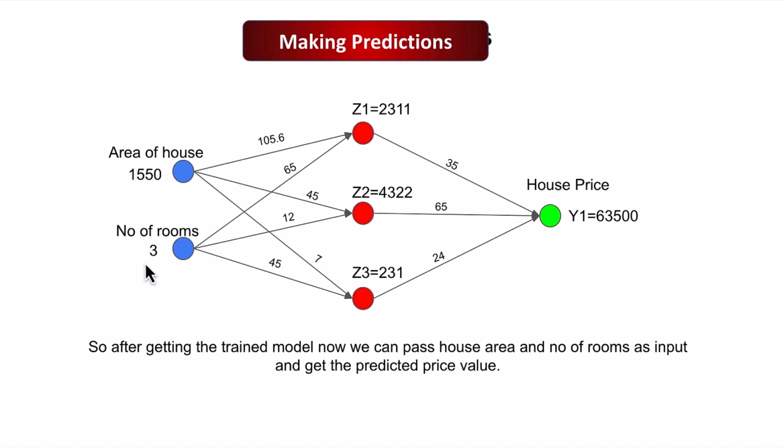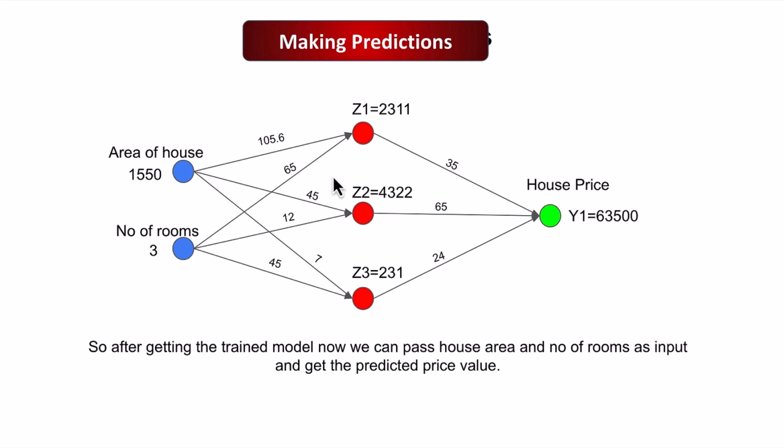Like somebody told me that his house area is 1550 and the number of rooms is 3, and now he wants to get the predicted estimate for his house price. So we are going to pass his area and the number of rooms here, and then using those formulas, the values for Z1, Z2 and Z3 will be calculated. After that, applying the same formula but using these new weights, we are going to calculate the value for Y1, and that will be the predicted value of this house price.